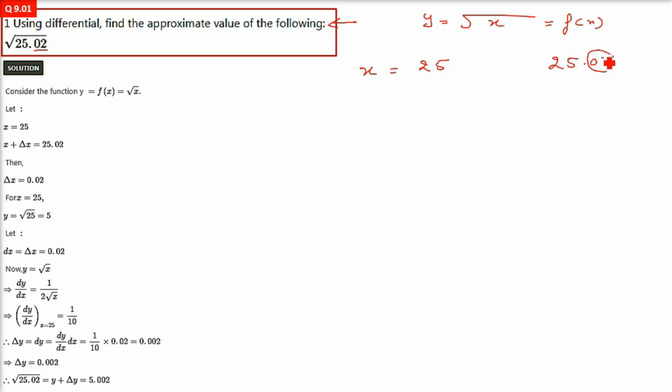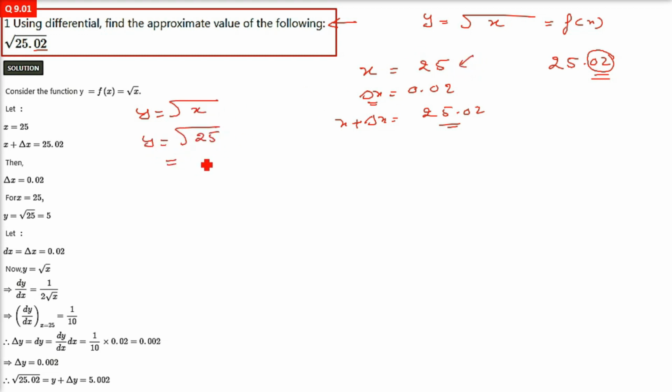So what is the extra 0.02? This extra 0.02 is the delta x, a slight value which has been added to the actual value 25, so that you get 25.02. So x plus delta x is equal to 25.02. Now in order to get this x plus delta x, we need y plus delta y. That is the whole answer we want. So we will take x as 25. The root of 25 is 5. Now y is 5 at x equals 25.